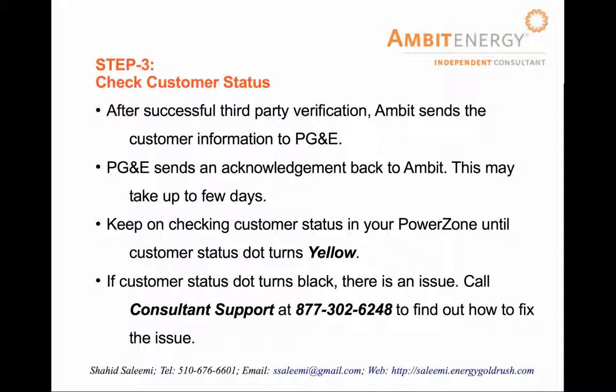Now, if their customer status has some colors, we want to make sure that the customer status dot turns yellow, and again I'm going to show you how you can check that. If that dot turns black, that means something went wrong and you want to call consultant support. For consultants, we have a separate support department, and their number is listed here. Save this number in your cell phone, and in case you need to call them, you can ask them how to fix the issue, and they will guide you exactly what to do.